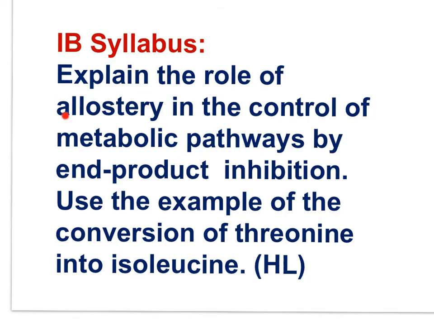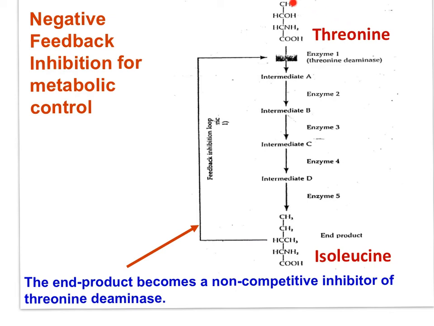Explain the role of allostery in the control of metabolic pathways by end product inhibition. Use the example of the conversion of threonine into isoleucine. Here's another image of the threonine to isoleucine example. Study this image as need be.